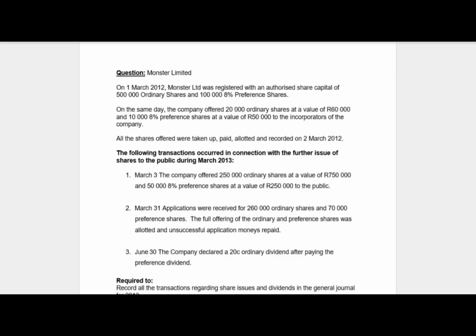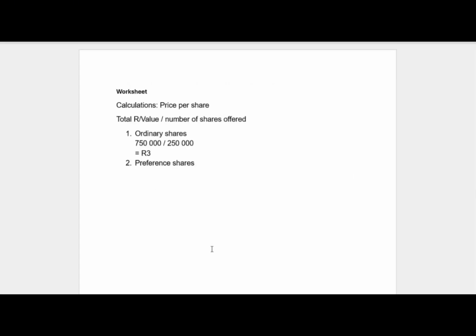So for us to calculate the price per share there, we have to go to our worksheet and say 250,000 divided by 50. Remember, 250 is the rent value, and then 50,000 is the number of shares. So let's see how much is the price per share for these ones. Divide by 50,000. So I'm getting a price of 5 rand per share, right? So we've got the price per share for each share right there.